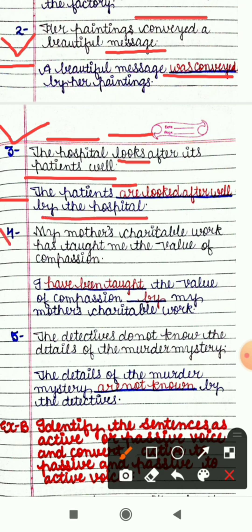Fourth sentence is my mother's charitable work has taught me the value of compassion. So subject is my mother's charitable work, and what is the object? The object is me. So our new subject will be I, which is the subjective case of me, and the sentence is in present perfect tense. So when we change it into passive voice, the helping verb will be has been or have been according to the subject. So our new subject will be I, the subjective case of me, and with I we use have been. I have been taught the value of compassion by my mother's charitable work.